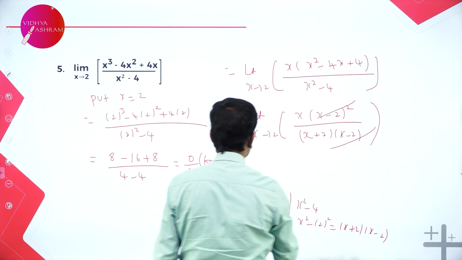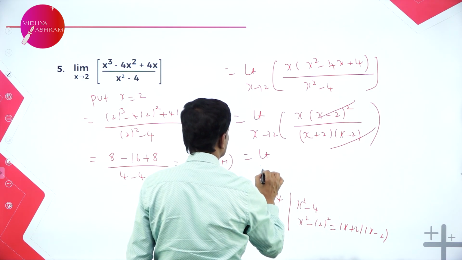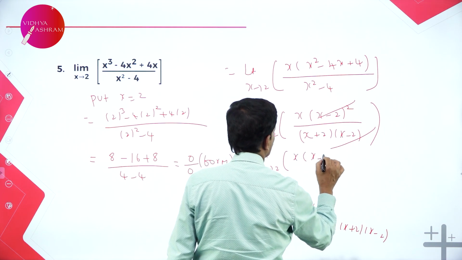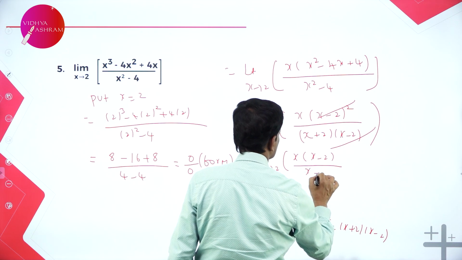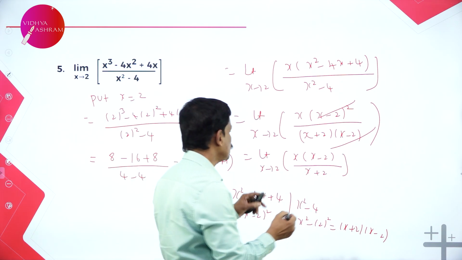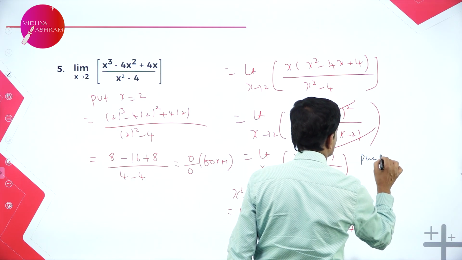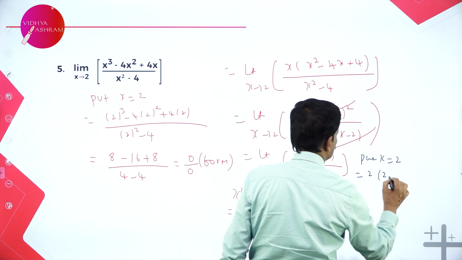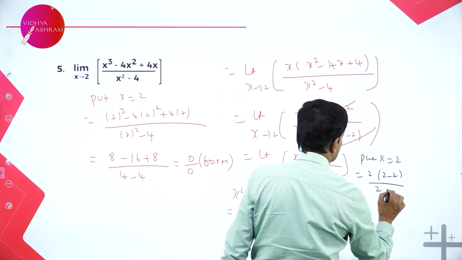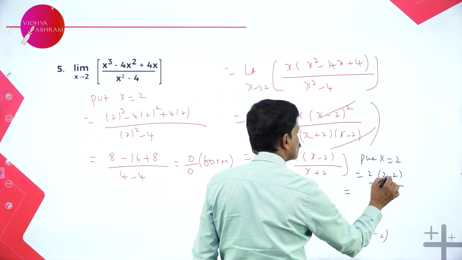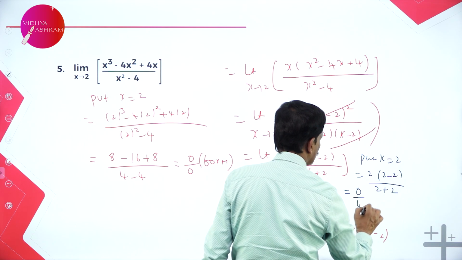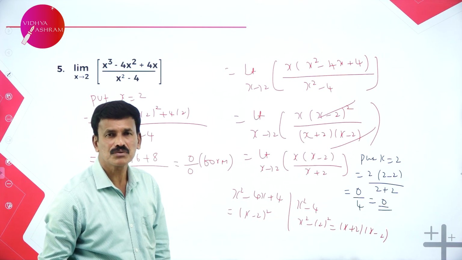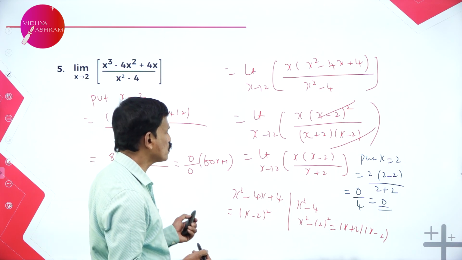We can cancel one x minus 2 in the numerator and denominator. Limit x tends to 2 of x into, what is there? We have x minus 2 divided by x plus 2. Now put x is equal to 2 here. Since x is not equal to 2, put x is equal to 2. If you put x is equal to 2, this is 2 into 2 minus 2 divided by 2 plus 2. So 2 minus 2 is 0, into 2 is 0, divided by 4, that's equal to 0. The value of the limit is equal to 0. Right. Okay. Move on to the next problem.